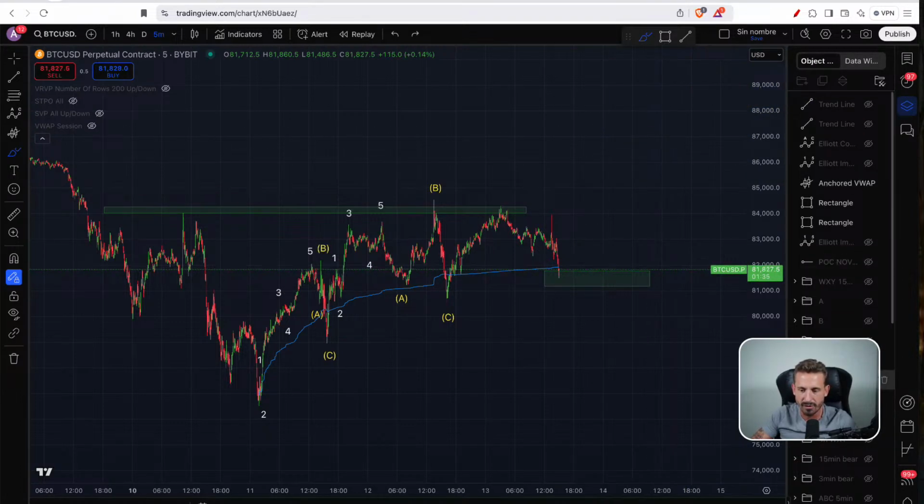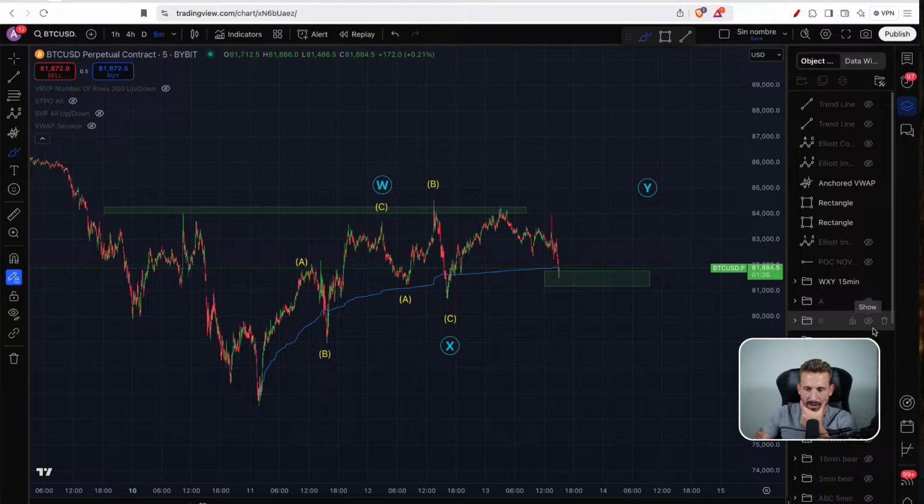And then the other scenario, of course, would be the WXY zigzag is what I am looking at. This is more highly likely.